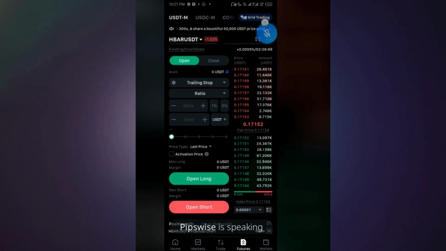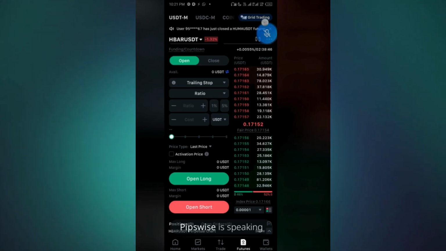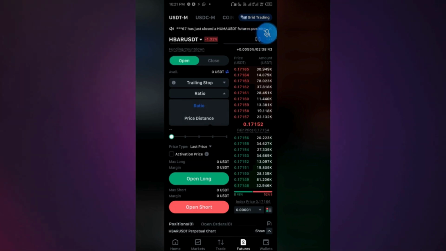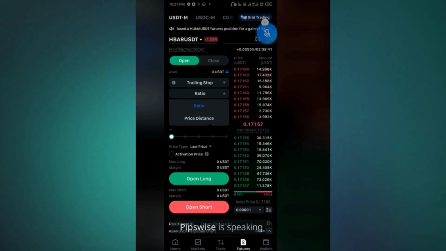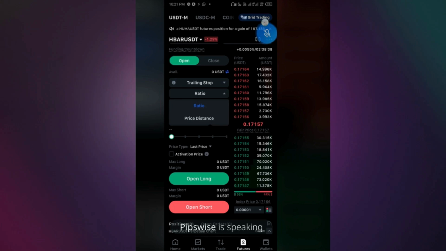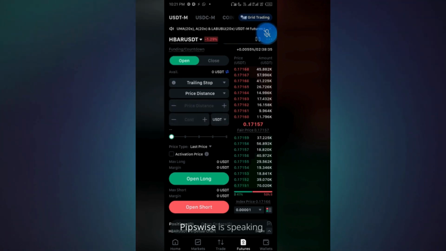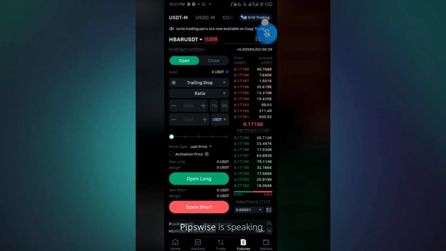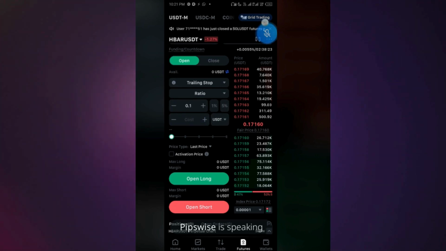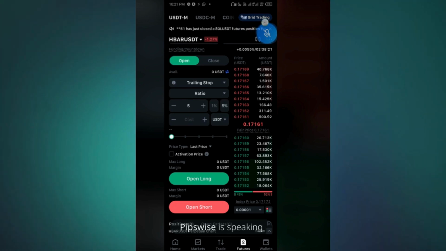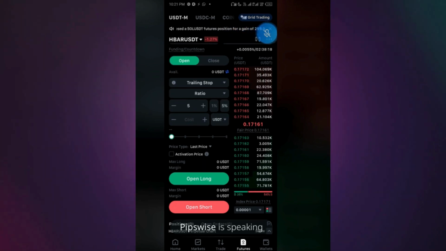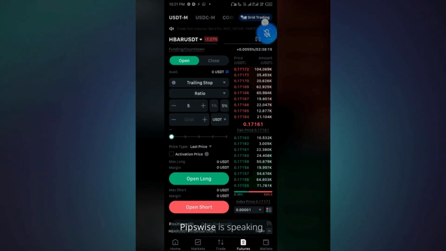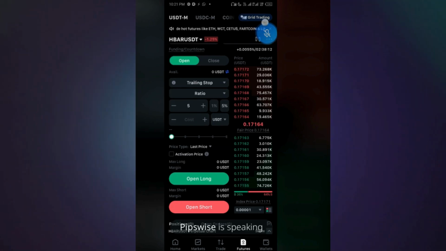So in that trailing stop loss, you can actually determine the ratio. Click on the ratio. So ratio based on price distances. You can do ratio, you can do price distances. Click on ratio. I prefer the ratio. Then come to that plus icon and click on it. You can do 5%. What this trailing stop loss means is that by the time I am in profit, it moves the stop loss by 5%, by 10%, by 20%, the percentage you put into it.